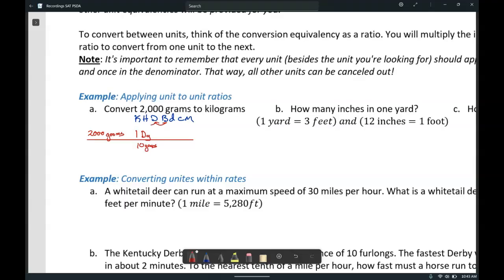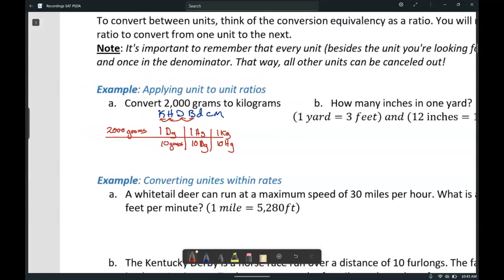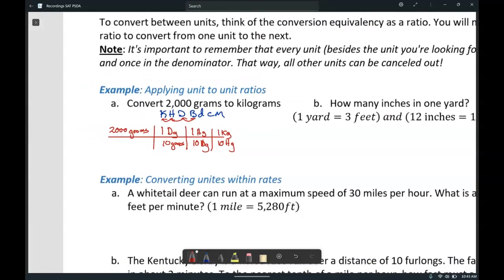And that pattern continues. When we go from deca to hecto, 1 hectogram is 10 decagrams. And then we go from hecto to kilo, 1 kilogram is 10 hectograms. And what you'll notice here, setting up these ratios, is that grams appears once in the numerator and denominator, decagrams appears once in the numerator and denominator, hectogram appears once, and we're left with kilograms. Well, when we divide a unit by itself, it cancels out, so all we're left with is kilograms.